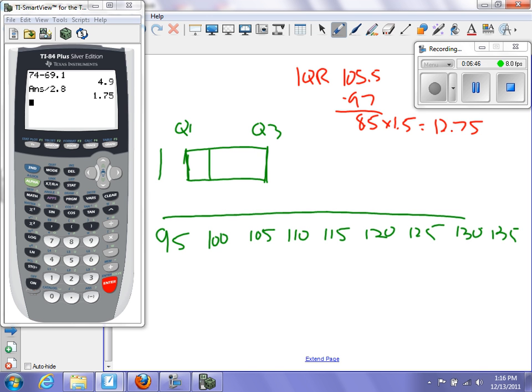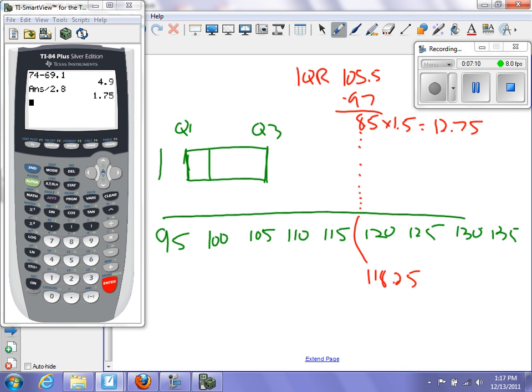IQR times 1.5, and this is when you add it to my Q3, right? That's going to be my fence. Yes. So my fence is going to be at about 118.25. If I drew that in here, I'll just label that 118.25.